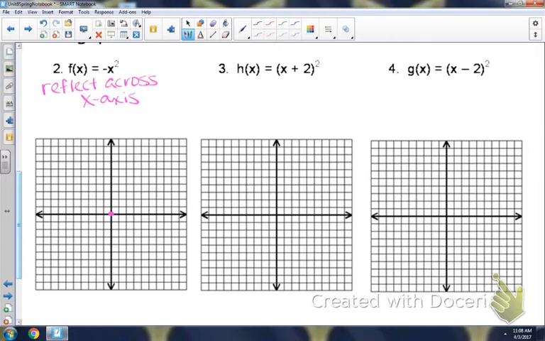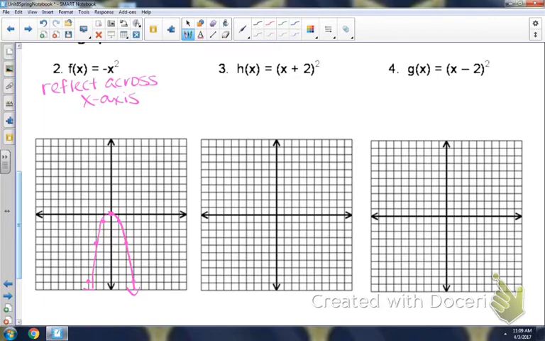So instead of having -3, positive 9, you're going to have -3, -9. -2, -4, -1, -1, 1, -1, 2, -4, and 3, -9. So you're using those points from the parent function to graph the other functions that we're going to be looking at.